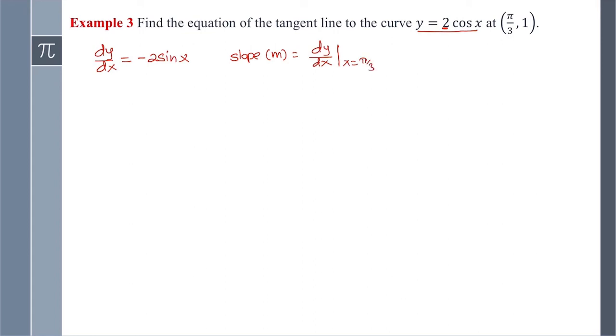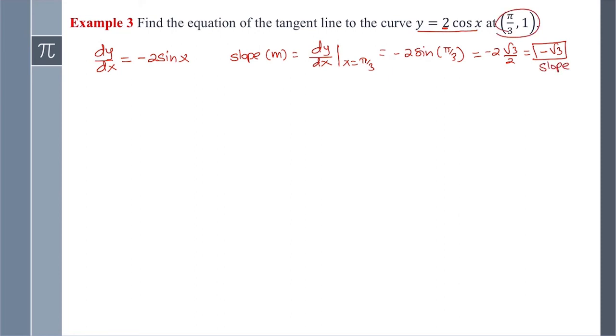pi over 3, which is negative 2 sine pi over 3. And we know that sine pi over 3 is square root of 3 over 2. So we have negative 2 times the square root of 3 over 2, and that gives us negative square root of 3. So that is the slope.